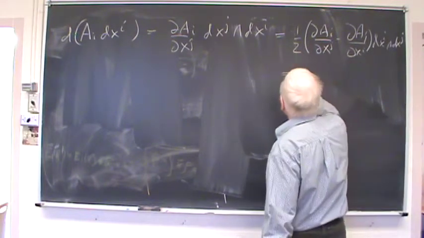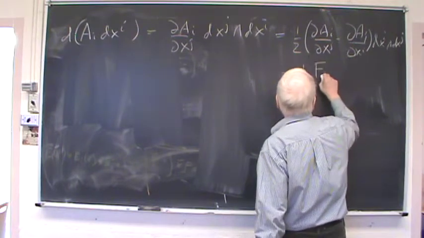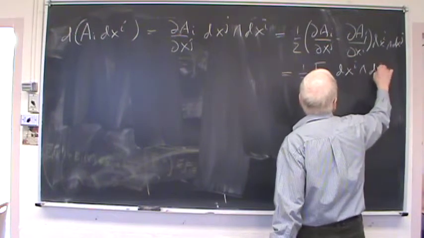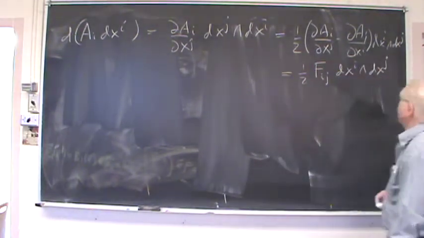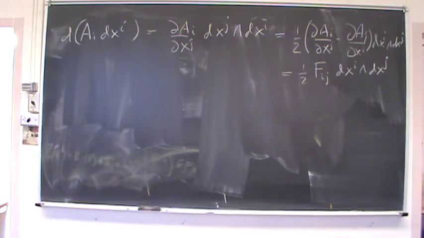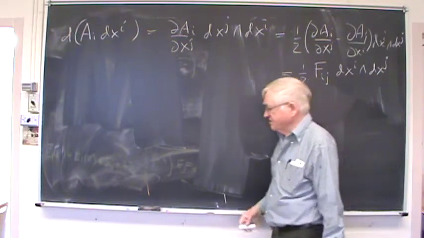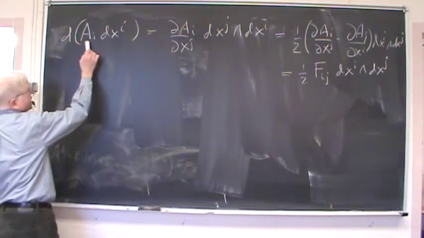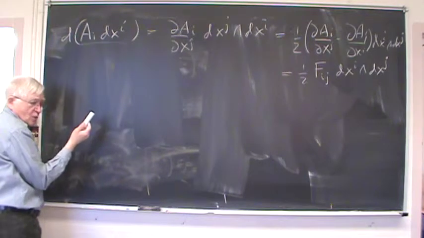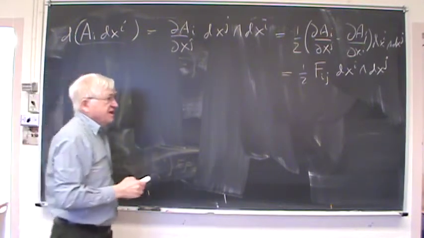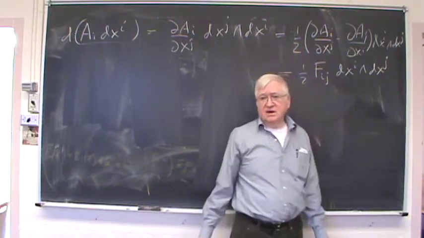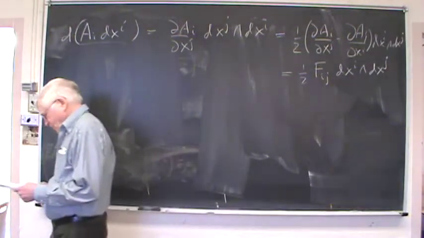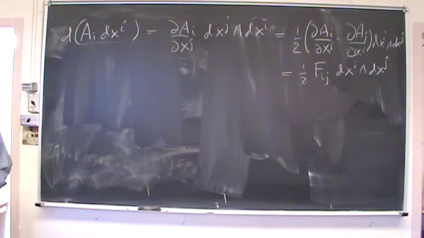This is F_ij. So this is 1/2 F_ij dx^i wedge dx^j. So what we've seen is that this exterior derivative is pretty useful. It turns the electromagnetic potentials, or the one form of the electromagnetic field, into the two form of the Maxwell tensor, the E and B's. And so this is really quite cute.